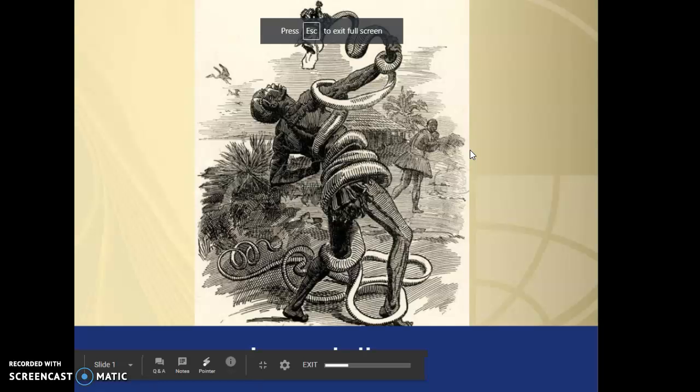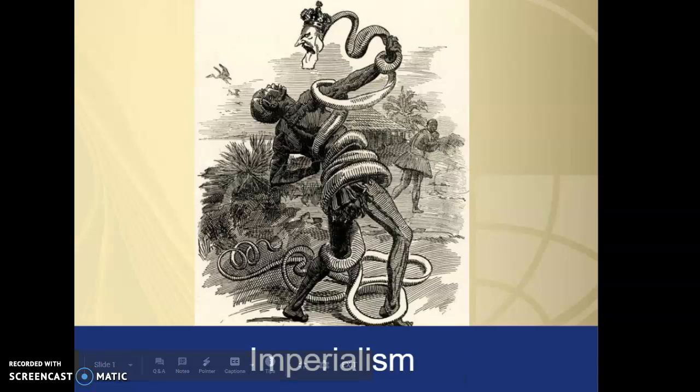A cartoon that appeared in a 1906 British publication, and I asked a couple of questions about it. What might the snake represent? Why would it have a human head? Who is it coiling around? What do you think it means?